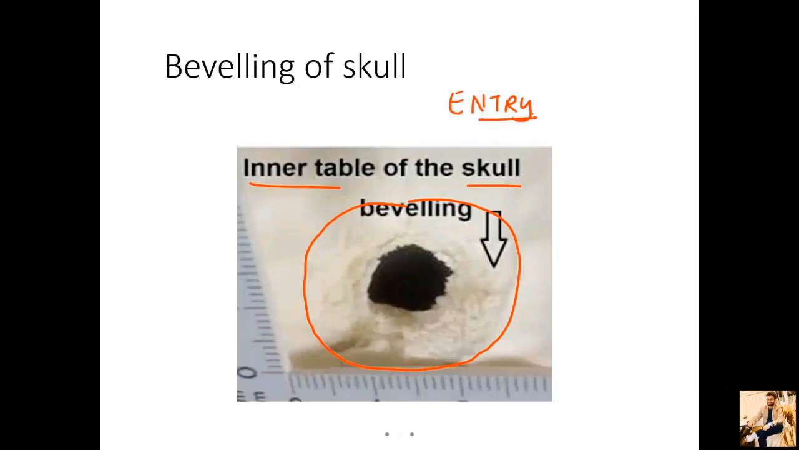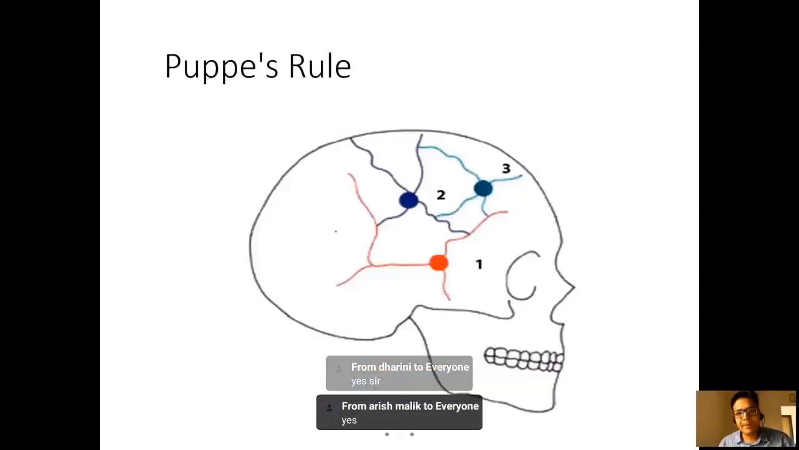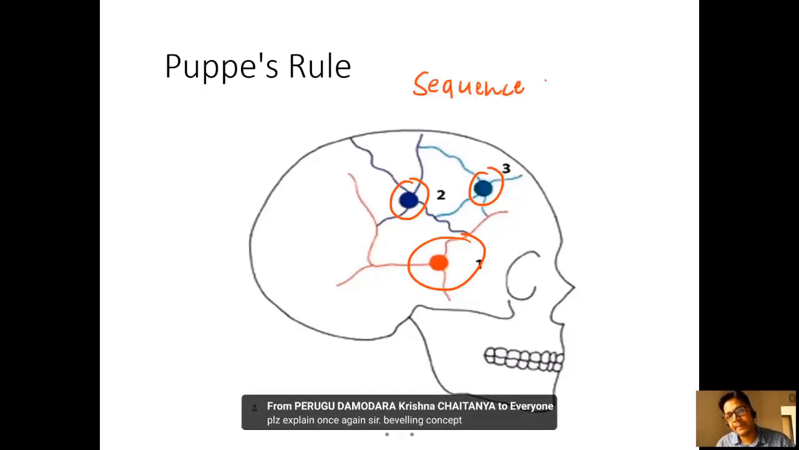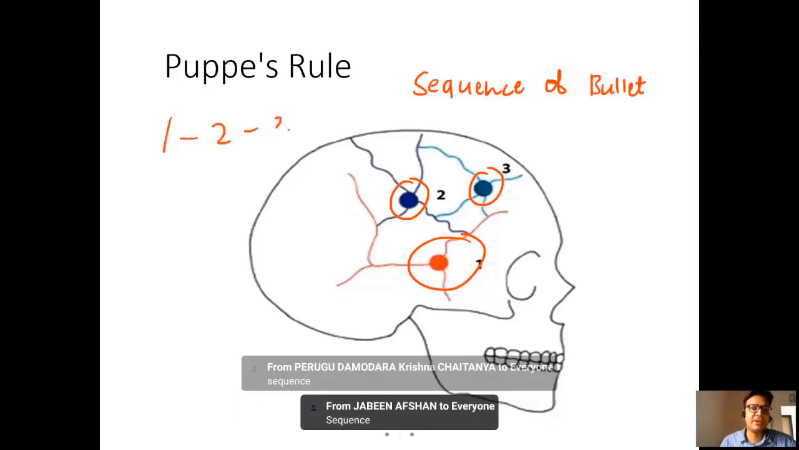Yes or no? Got it, sir. Now this is Puppe's rule. This is the widest first; second never crosses first. Third will never cross second. By this we decide the sequence of the bullets. We can decide which came first, which came second, which came third, which came fourth.